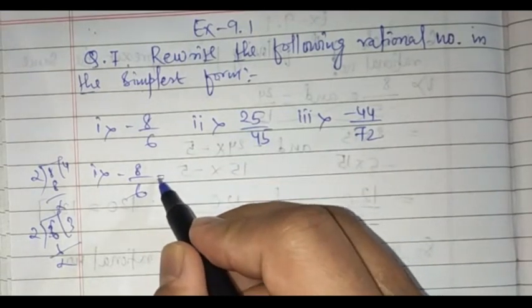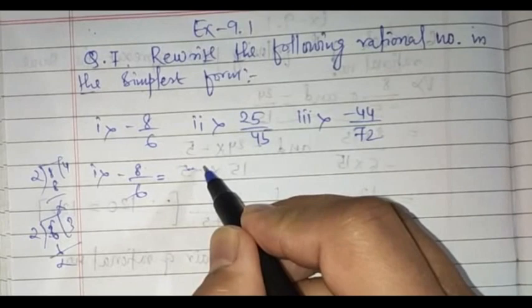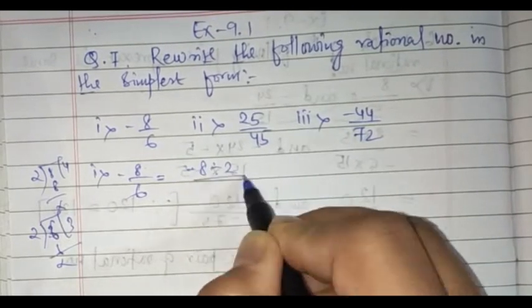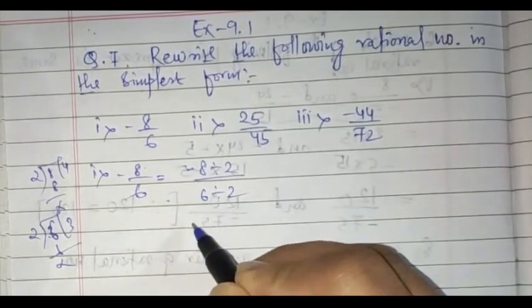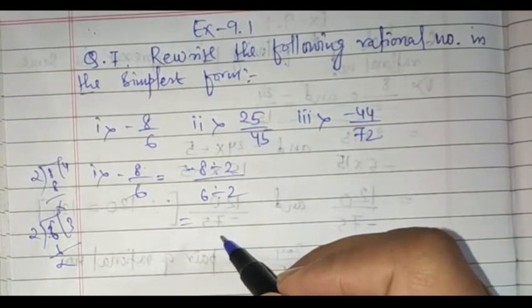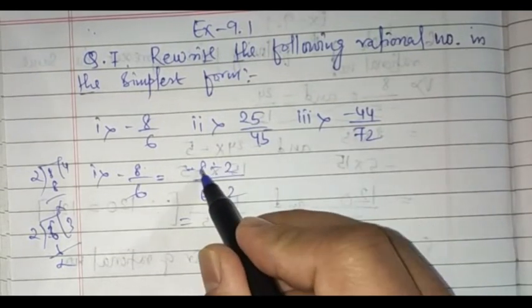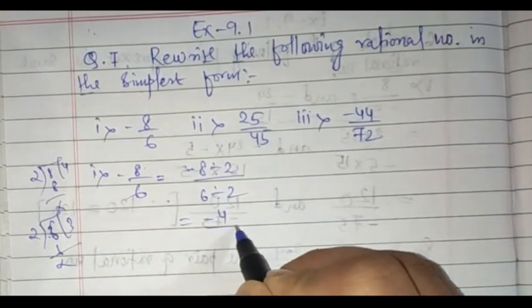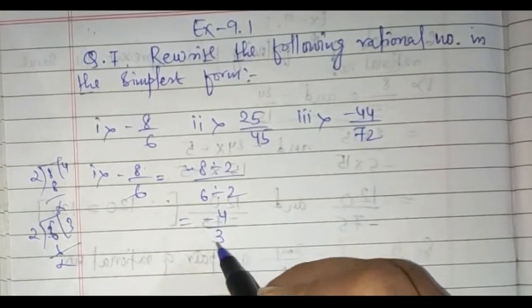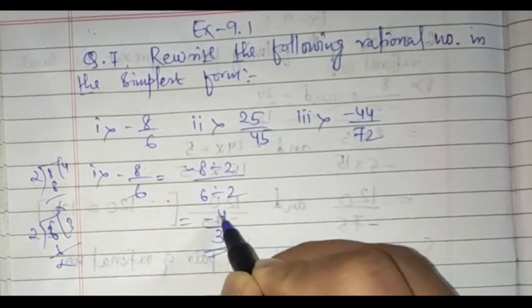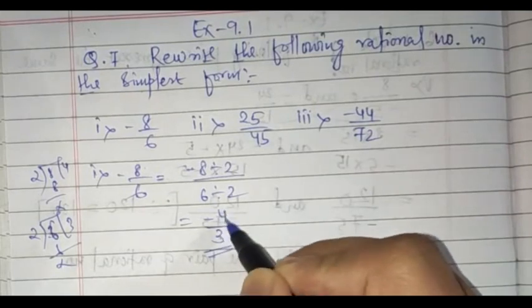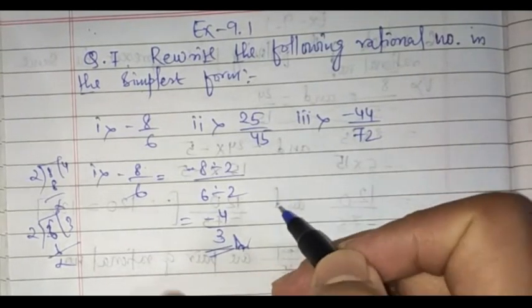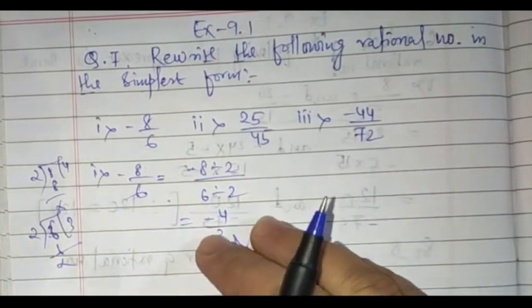So put here minus 8 divided by 2, over 6 divided by 2. Okay. So your answer will be 2 4s is 8, so minus 4 by, and 2 3s is 6, so minus 4 by 3 is the answer. So this is the simplest form. Now after this nothing can be divided, so this is the first method from my side.